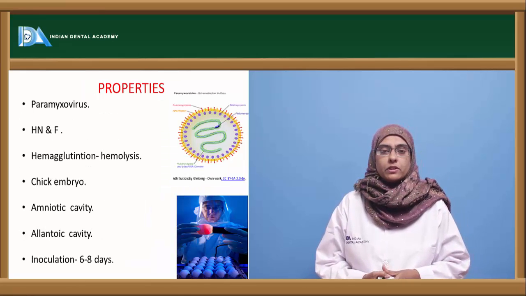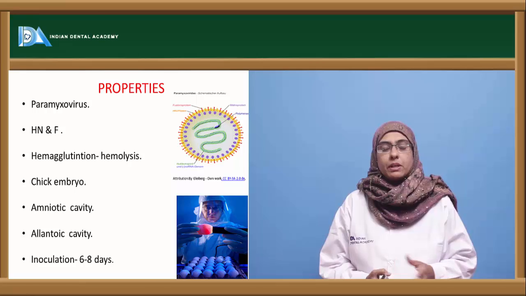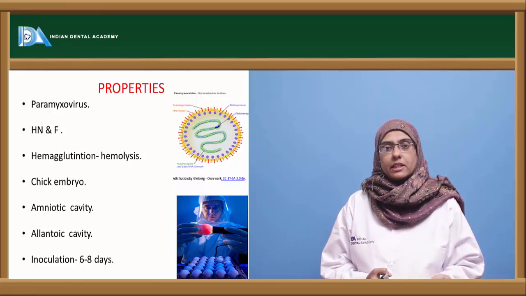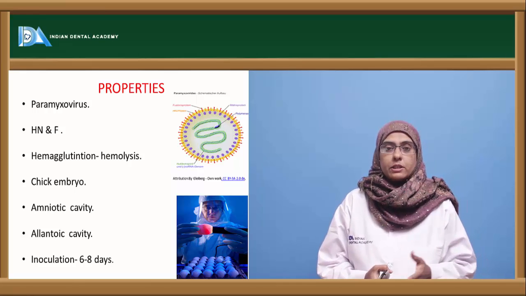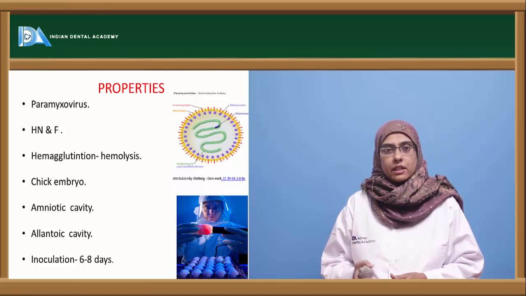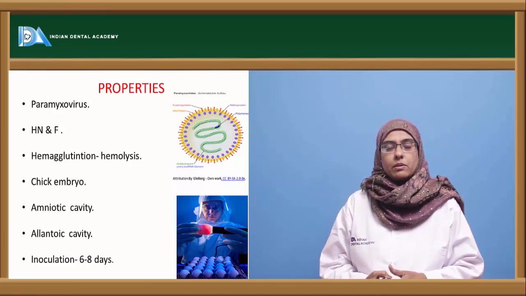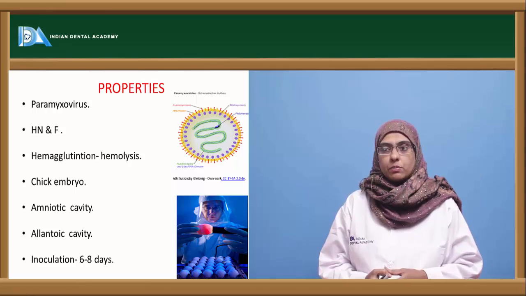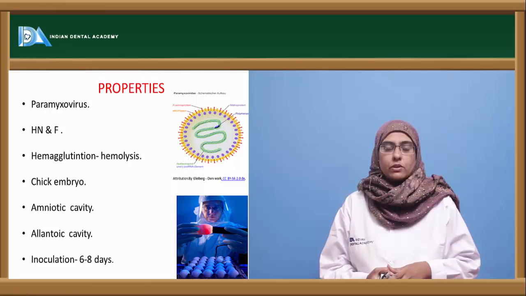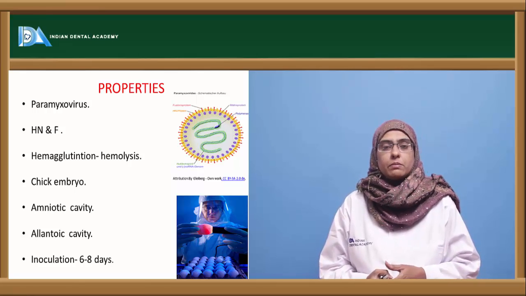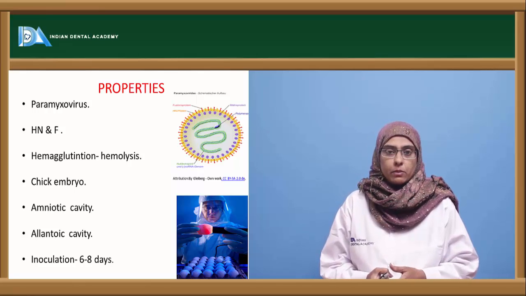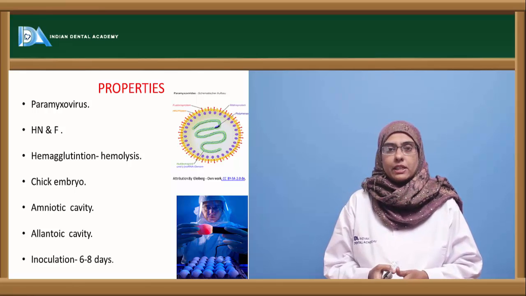Coming to the properties of this organism, mumps virus is a typical paramyxovirus, and the paramyxovirus contains different groups of viruses that are mostly involved in acute respiratory diseases of infants and children. This mumps virus shows hemagglutinin and fusion proteins, and the virus has the ability to lyse the RBCs of sheep, humans, guinea pigs, etc. Hemagglutination is followed by hemolysis and elution at 37 degrees centigrade.